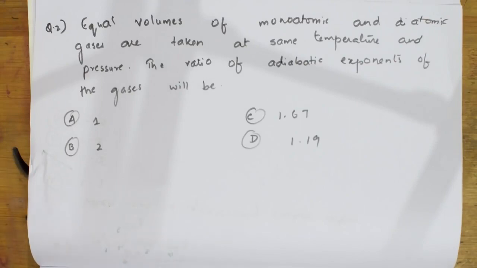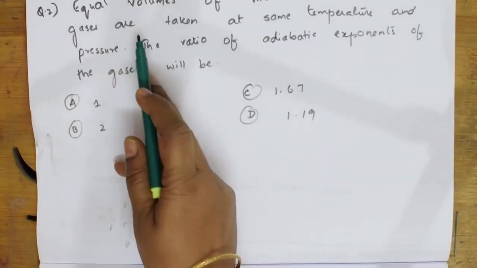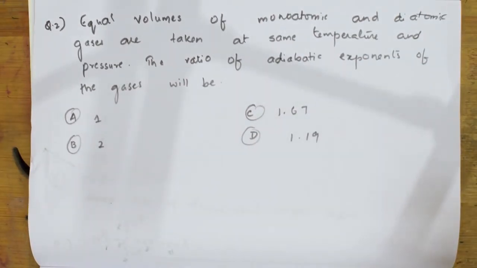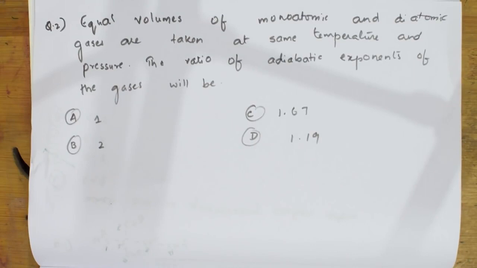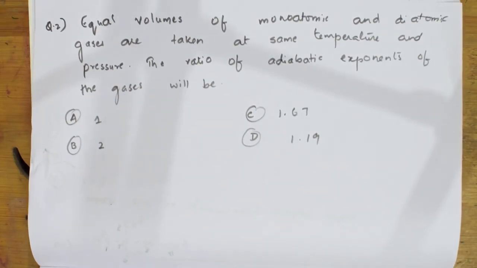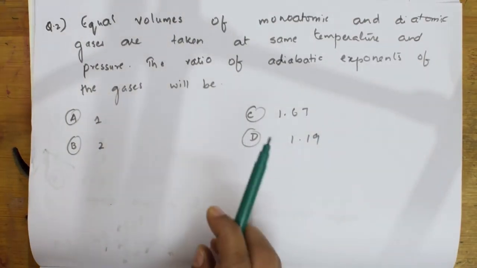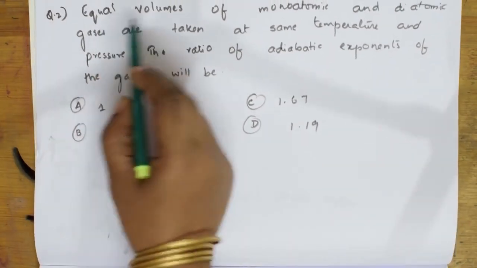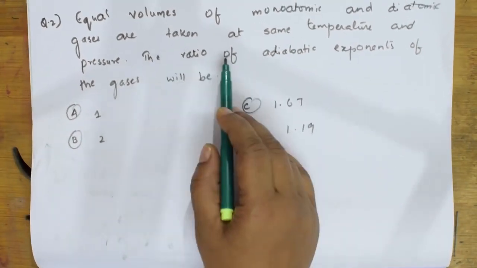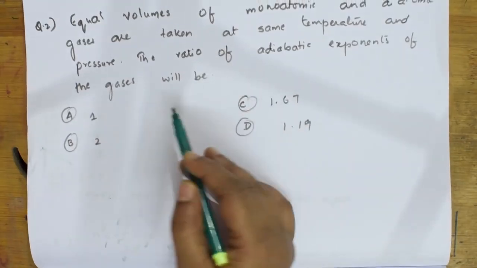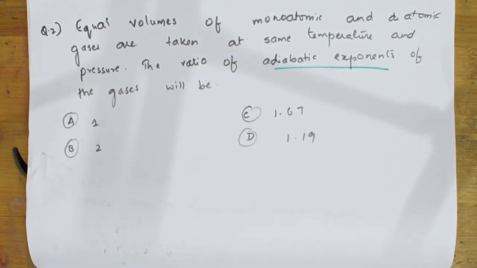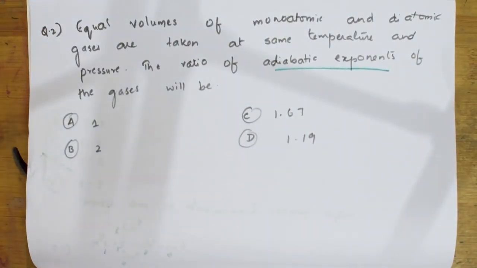Now let's read the next question, students. Equal volumes of monoatomic and diatomic gases are taken at the same temperature and pressure. The ratio of adiabatic exponents of the gases will be. Once again, let's read. Equal volumes of monoatomic and diatomic gases are taken at the same temperature and pressure. The ratio of adiabatic exponents. This is the clue which they've given.